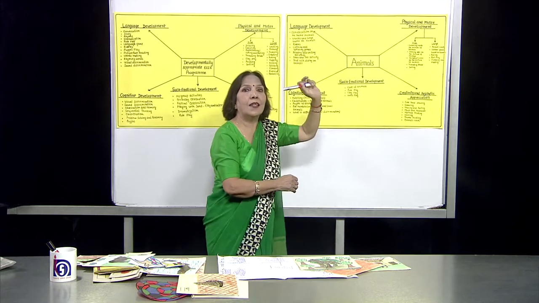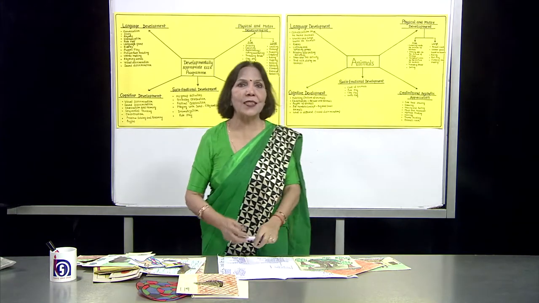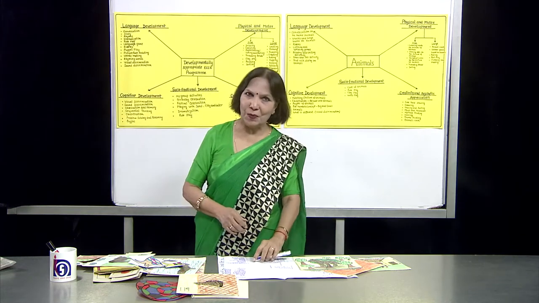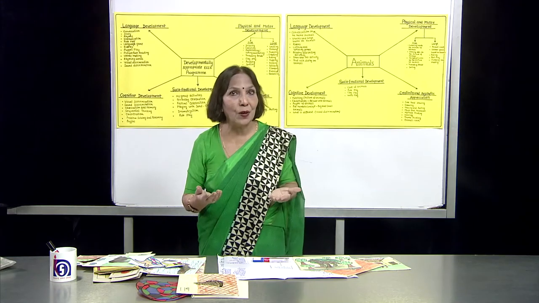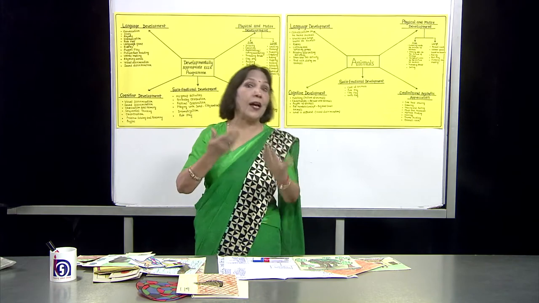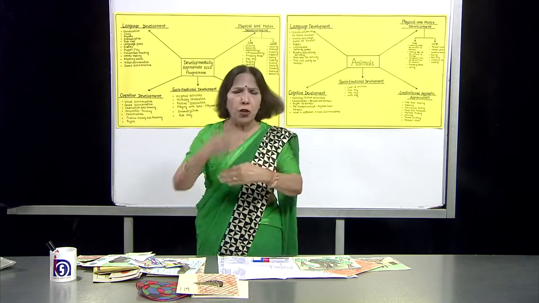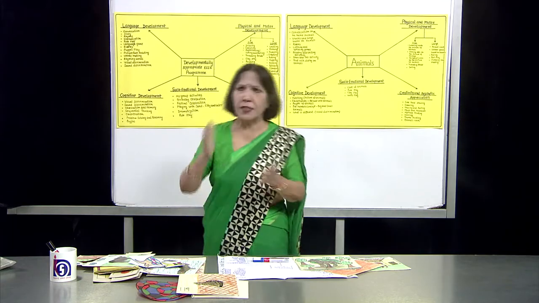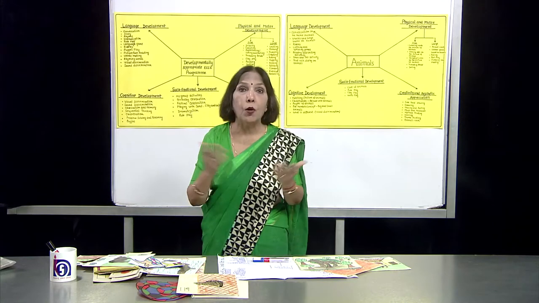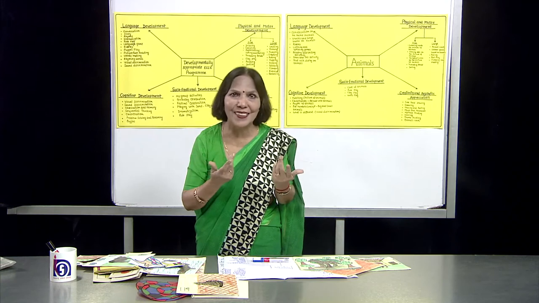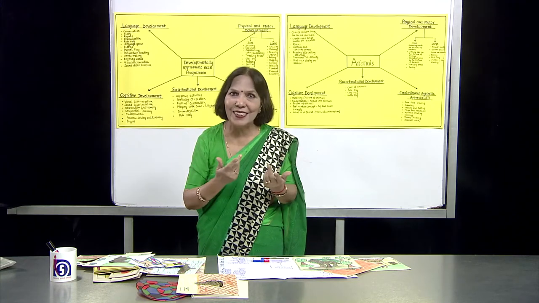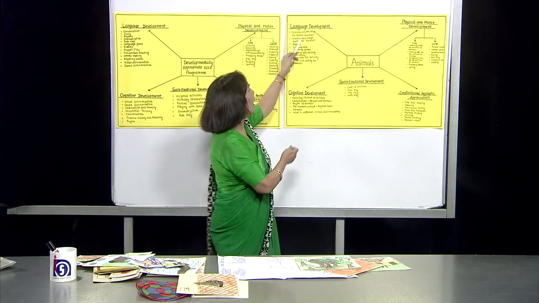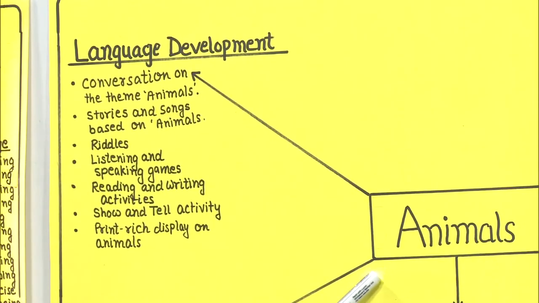Rhymes, like one rhyme I want to recite here. My doggy loves his dinner bowl, dinner bowl, dinner bowl. My doggy loves his dinner bowl and wants me to fill it. He rolls it and thumps it and bangs it and bumps it, rolls it, thumps it, bangs it, bumps it, when there's no dinner in it. In this way, you can plan songs and stories related to the animals.